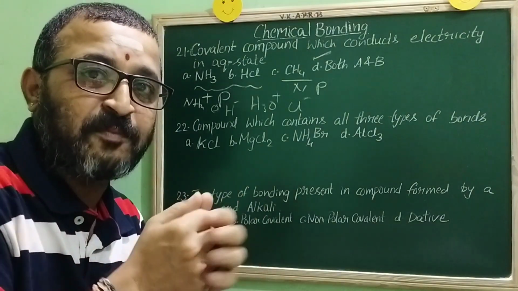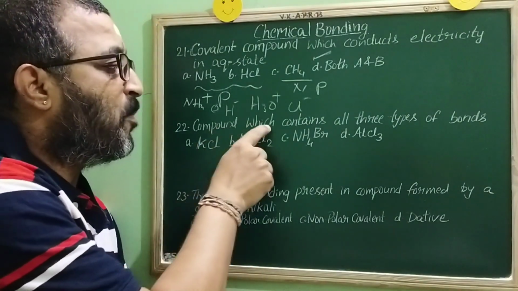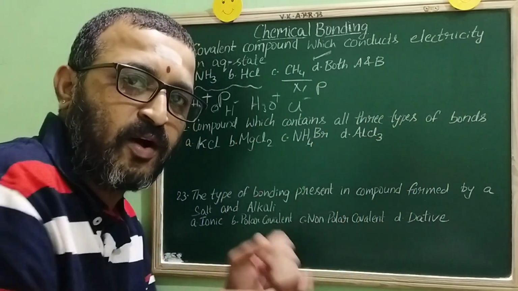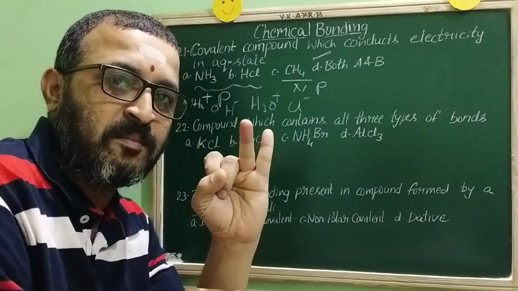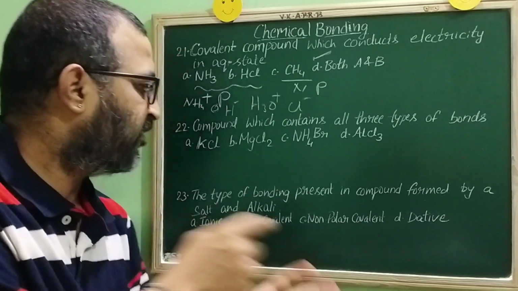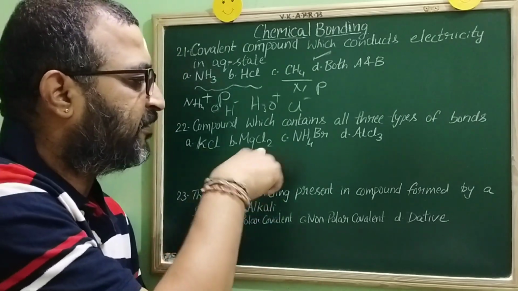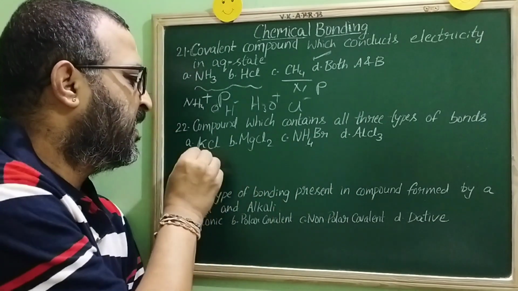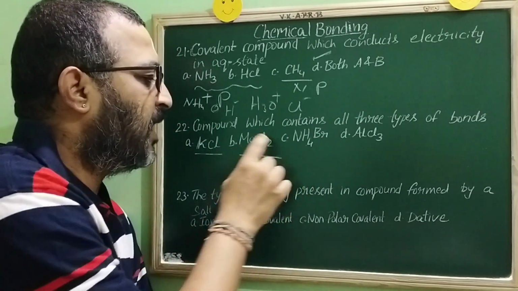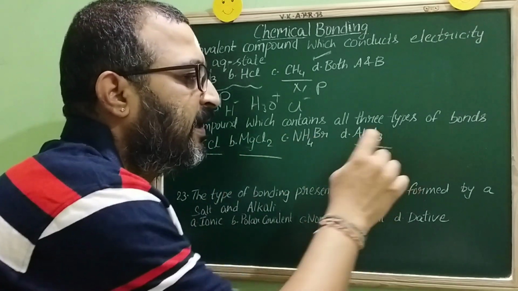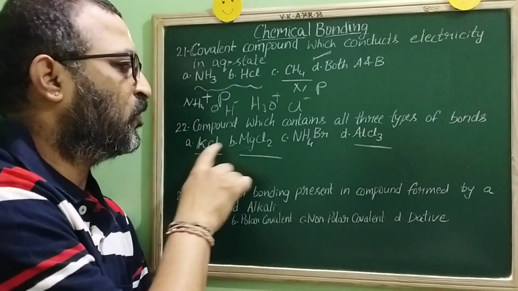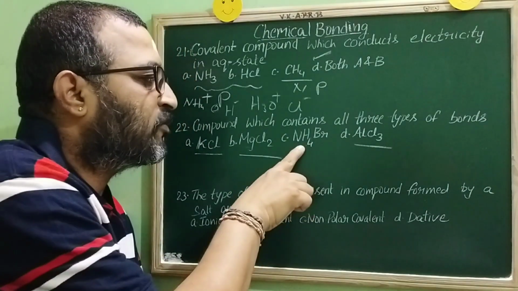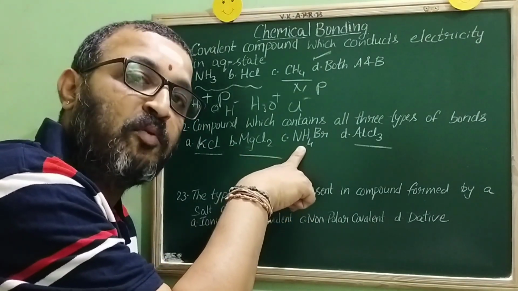Okay, children, let us proceed with the next question. Compound which contains all three types of bonds. What are the three types of bonds? Ionic bond, covalent bond and coordinate bond. Children, the options are KCl, MgCl2, NH4Br and AlCl3. Common sense says that KCl, metal and non-metal, MgCl2, metal and non-metal, AlCl3, metal and non-metal. So these three contain only what bond, children? Ionic bond. So we are left with ammonium bromide.